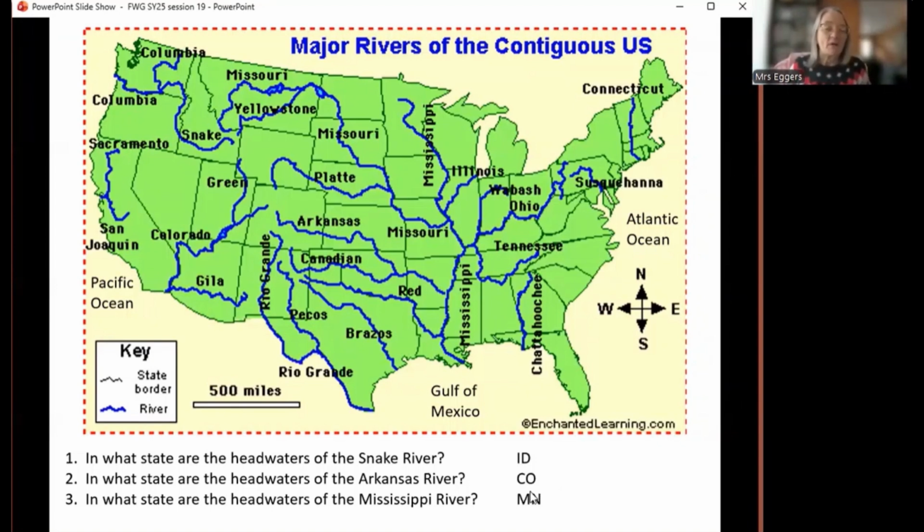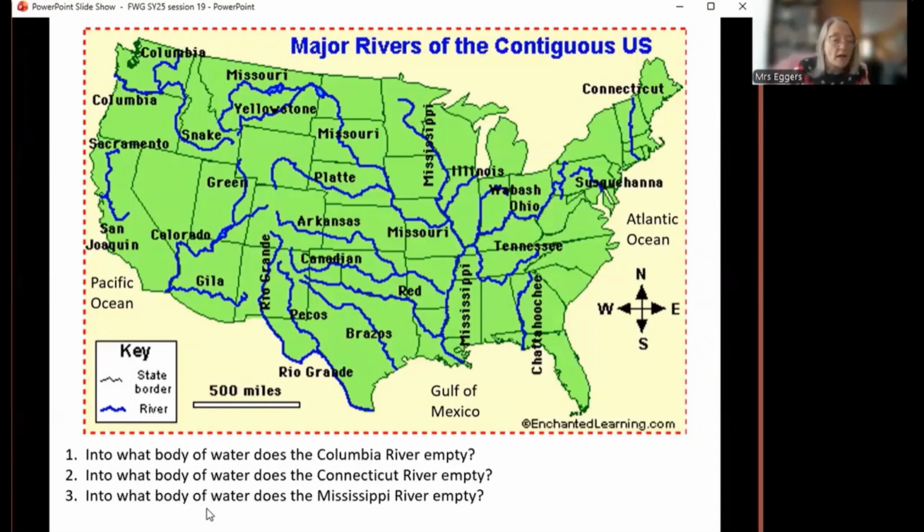Yeah. We have a lot of states that begin with the letter M. So the abbreviation for Minnesota is MN. All right, excellent. Now, let's look at the mouths of some of these rivers, okay? And then it's almost break time.